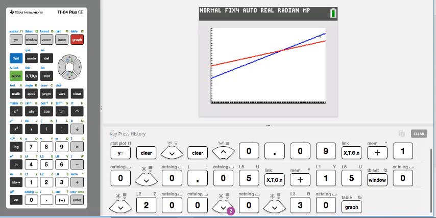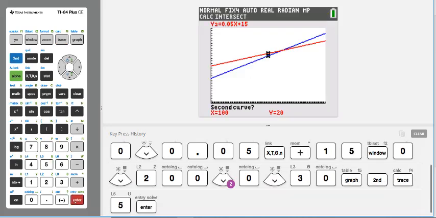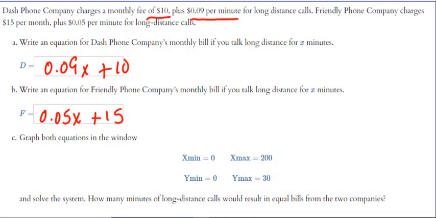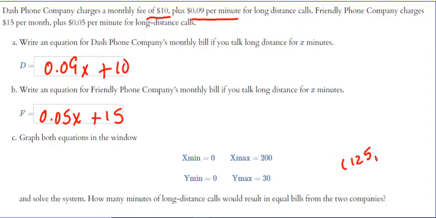Okay, and we're going to hit graph. And you see that it intersects right there. So we can go second, trace, number 5, enter, enter, enter. And on the first two, it's going Y1, Y2, and then the third one says guess, and we just hit enter. So 125, 21.25.